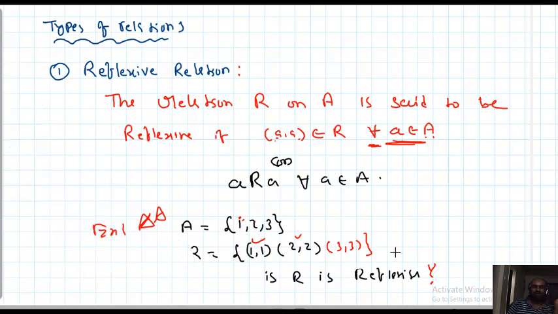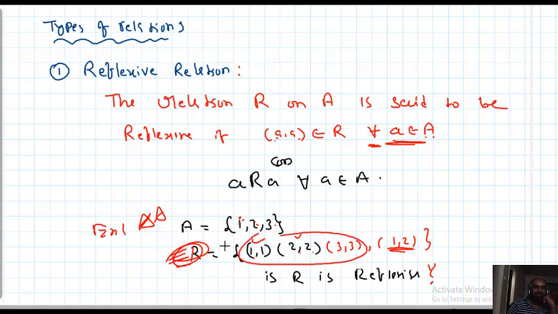Now if R is given like this, observe now, (1,2) is also given. See, in A, 1 is there, so (1,1) should be there, okay. 2 is there, (2,2) should be there, okay. 3 is there, (3,3). Some extra elements are there, no problem. R is said to be reflexive. Important. This is the smallest reflexive relation, that's all. (1,1), (2,2), (3,3) is the smallest reflexive relation. Now this is also reflexive, another reflexive relation.